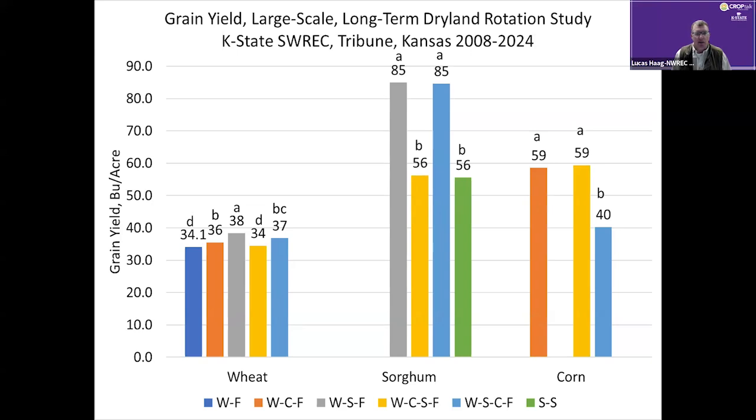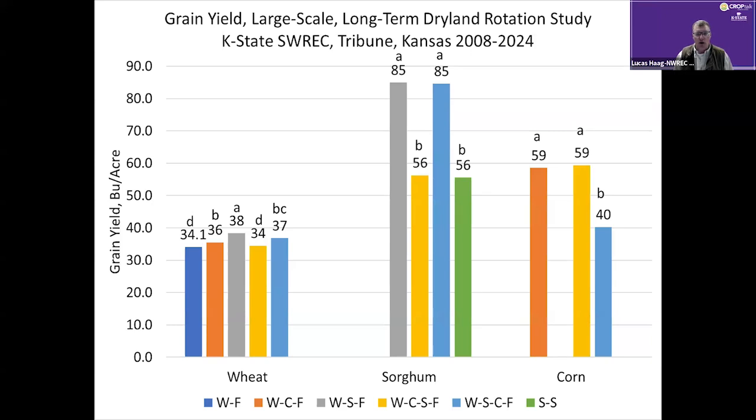Our sorghum yields, again, didn't matter if the sorghum is wheat sorghum fallow or wheat sorghum corn fallow. Sorghum yields averaging 85. Adding that corn crop in there doesn't hurt our sorghum yields. When we look at either sorghum after corn or continuous sorghum, both of those are coming in at 56 bushel.